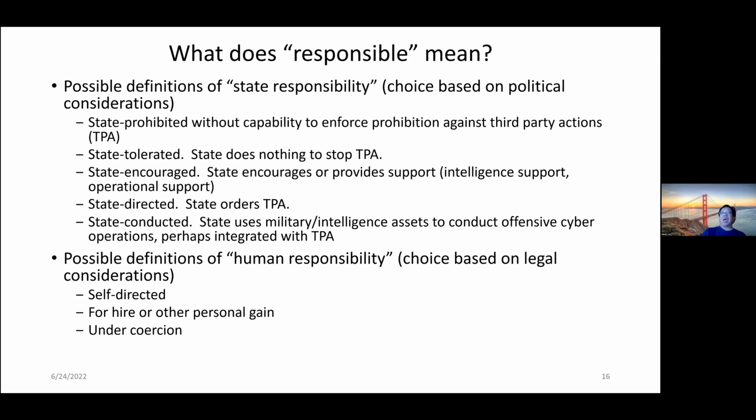You get to decide what you mean by state responsibility, and then I'll tell you the laws and policies that might apply to that. Definitions of human responsibility are similar. It could be self-directed: I chose to do this, or I was forced to do this, or I did this for hire. Various levels of responsibility are attached to those kinds of actions.